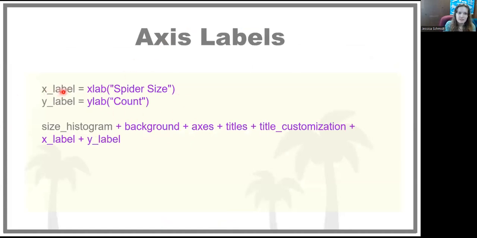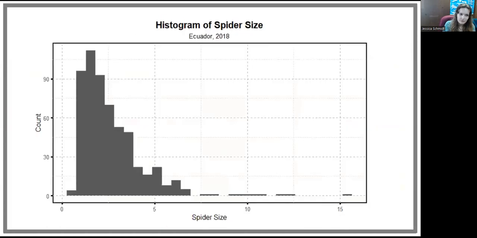So X label, I'm going to set equal to xlab spider space size. And our Y label should be ylab, count with a capital C instead of the automatic lowercase. So it should just look a little bit cleaner. And then I'll add it like usual. And we can see right away the change is taking effect.